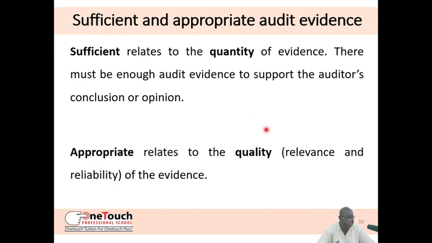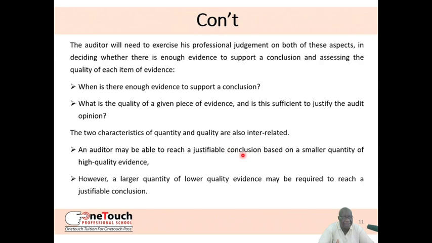And then appropriate relates to quality, which means it is relevant and it is reliable. So for you to be able to rely on any information which you give as evidence, the information should be appropriate. That means it has quality, and it should be reliable. So appropriate relates to quality, the relevance and reliability of the evidence.